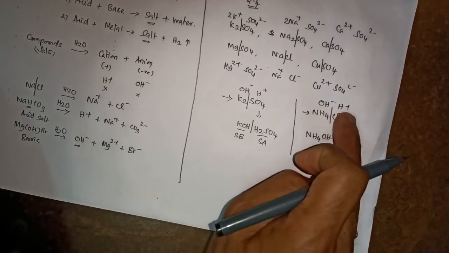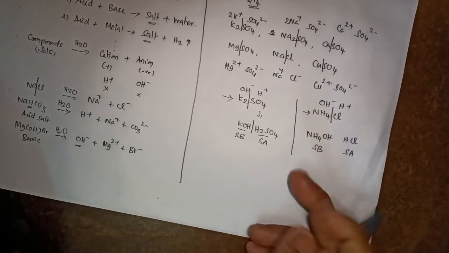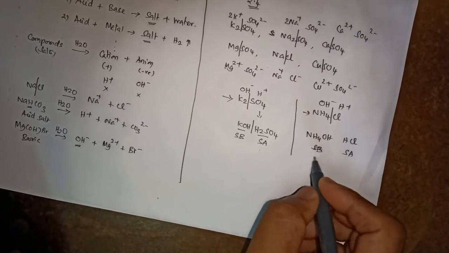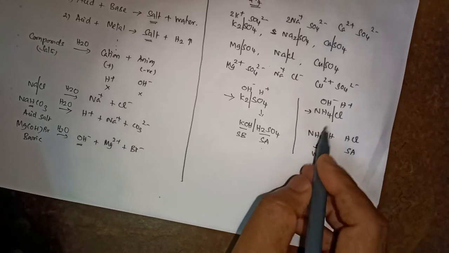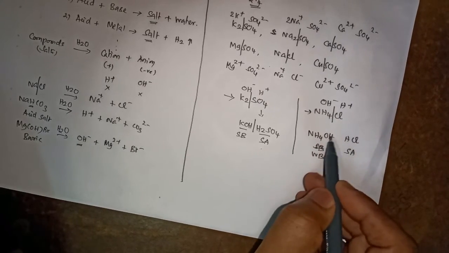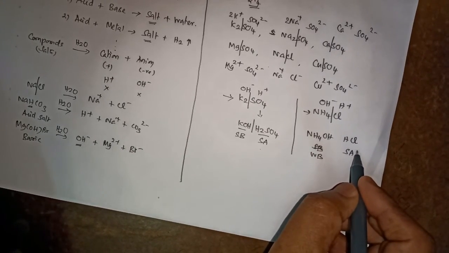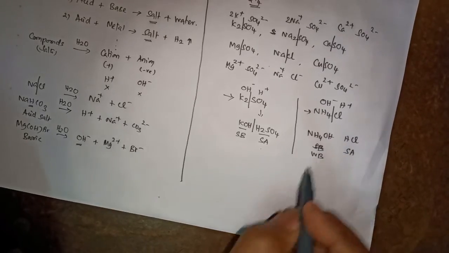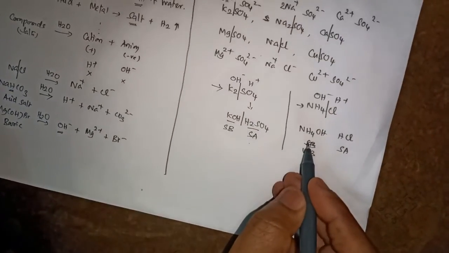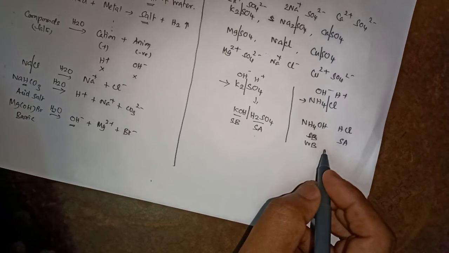So this salt is formed from a strong acid and a weak base. This ammonium chloride is formed from the strong acid hydrochloric acid and the weak base ammonium hydroxide.